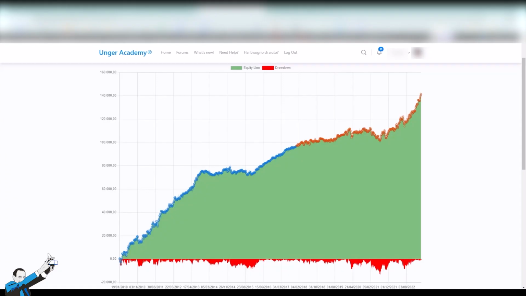Well, in summary, today we saw that if you want to become a systematic trader but aren't part of the Unger Academy, you'll need to learn programming language. And this will require some investment of time and focus. Otherwise, we have shown you 3 tools reserved for Unger Academy students that will allow you to become a systematic trader without writing a single line of code.